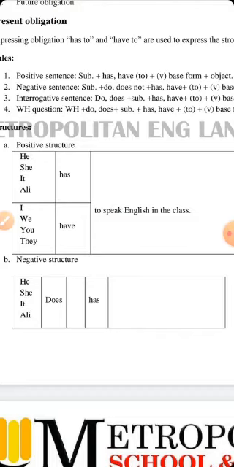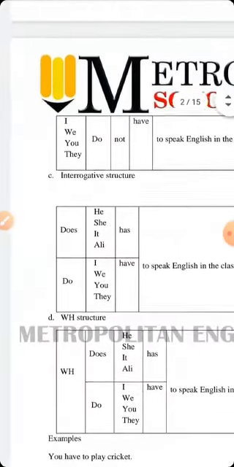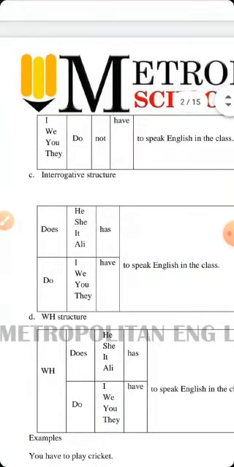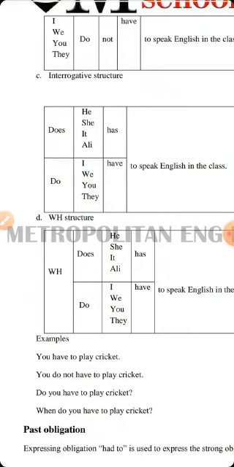In the negative sentences we use he doesn't have to, or I don't have to. In interrogative sentences, do and does are used in the beginning. Do I have to speak English, or does he have to speak English? In question words, used in the beginning, then do, does, then subject, then has to and have to, then base form of the verb. For example, what do you have to do?